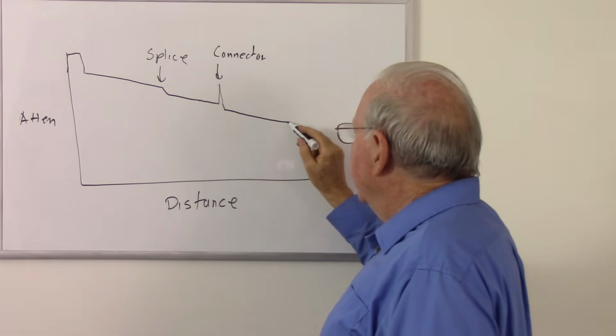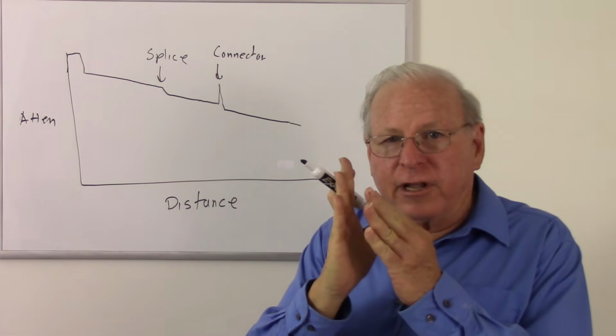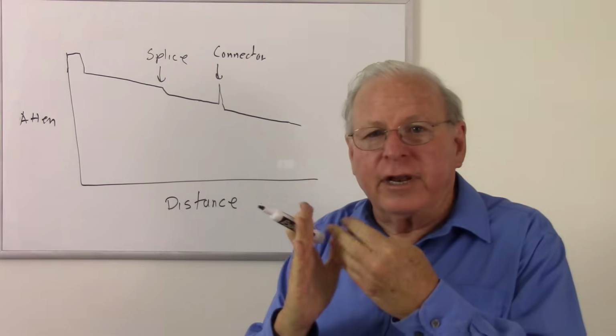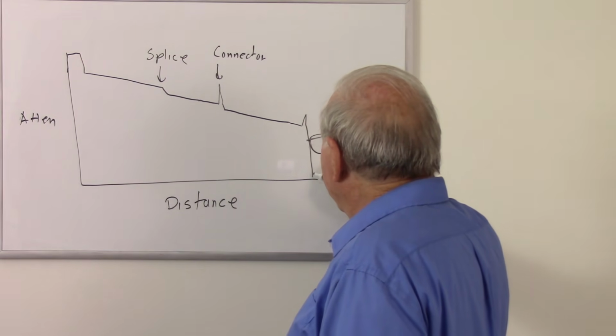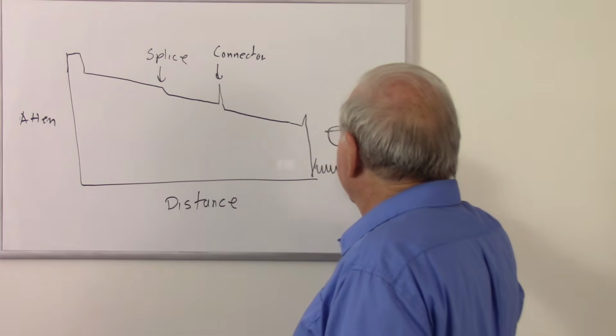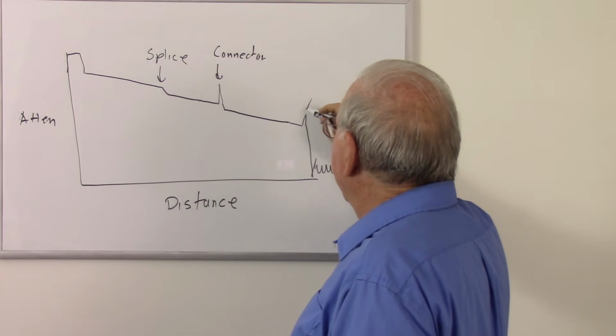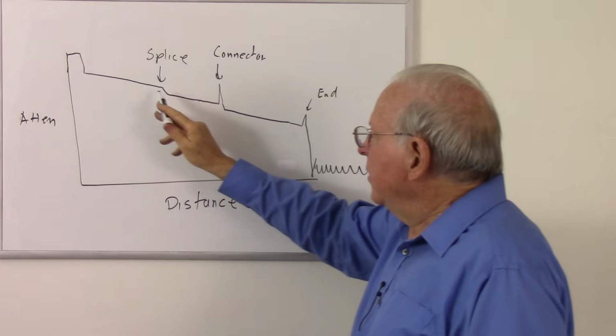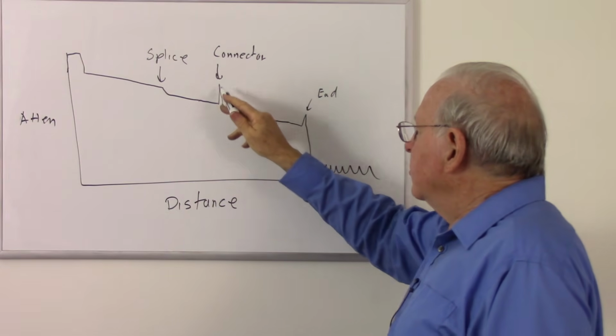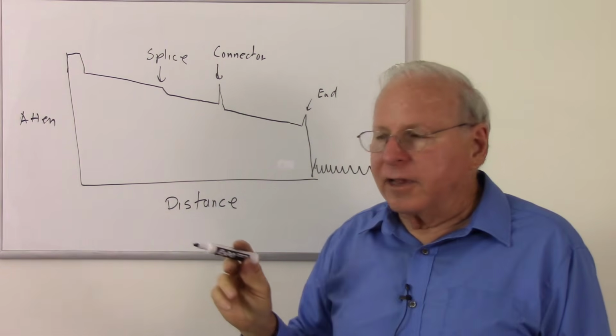And then we finally reach the end of the cable. That end of the cable is going to be a glass to air interface, so we're going to get a Fresnel reflection. And so we get another reflection, and then nothing, and then we just see the noise in the system. So that's the end of the cable. That's a good cable, good even losses there, not too much loss at the connector, fairly desirable.